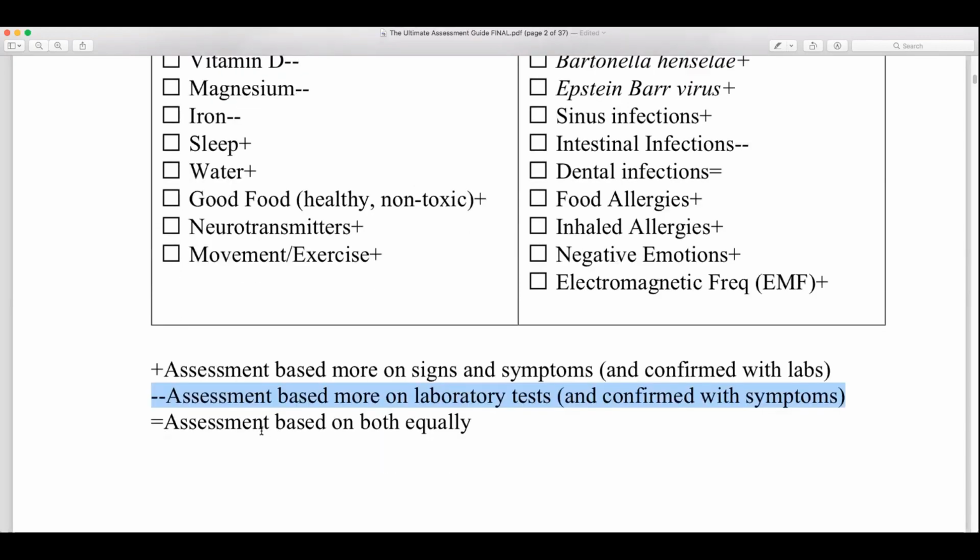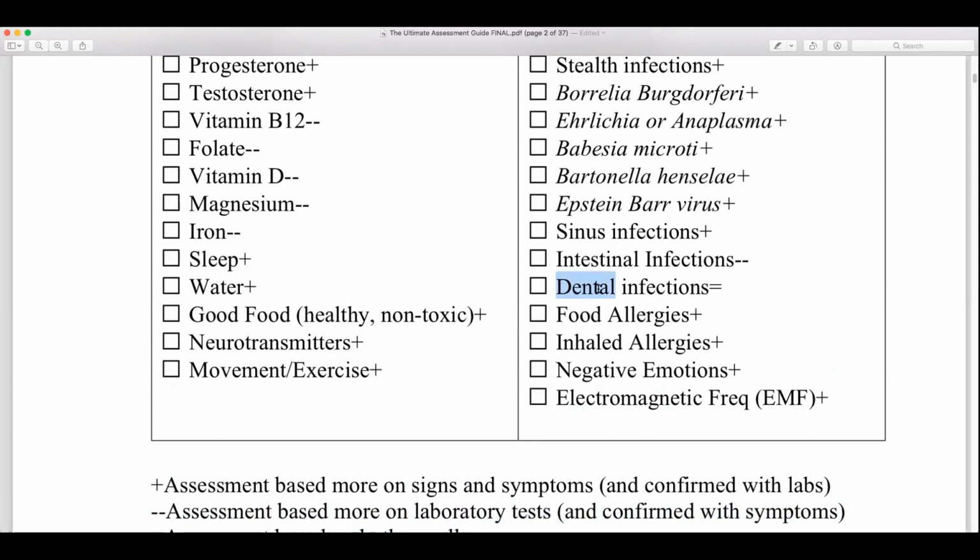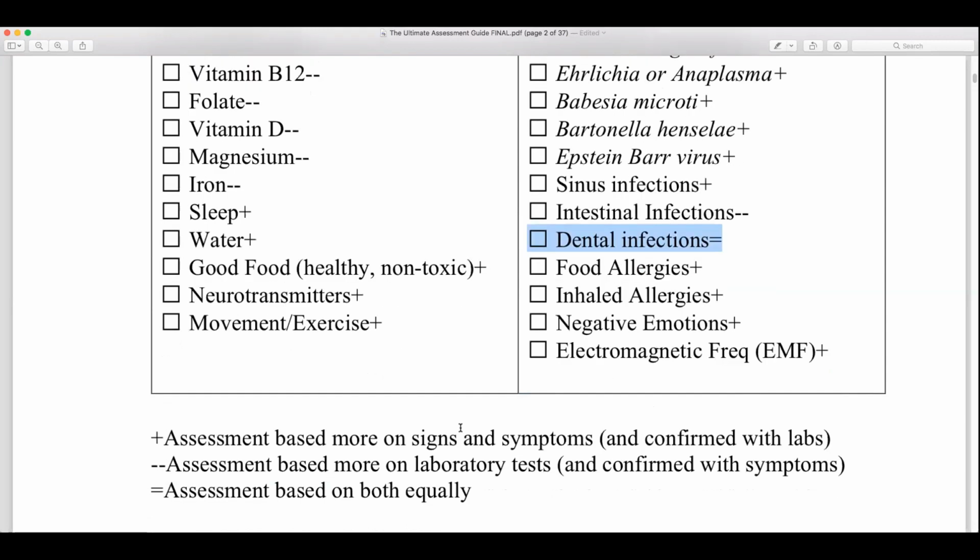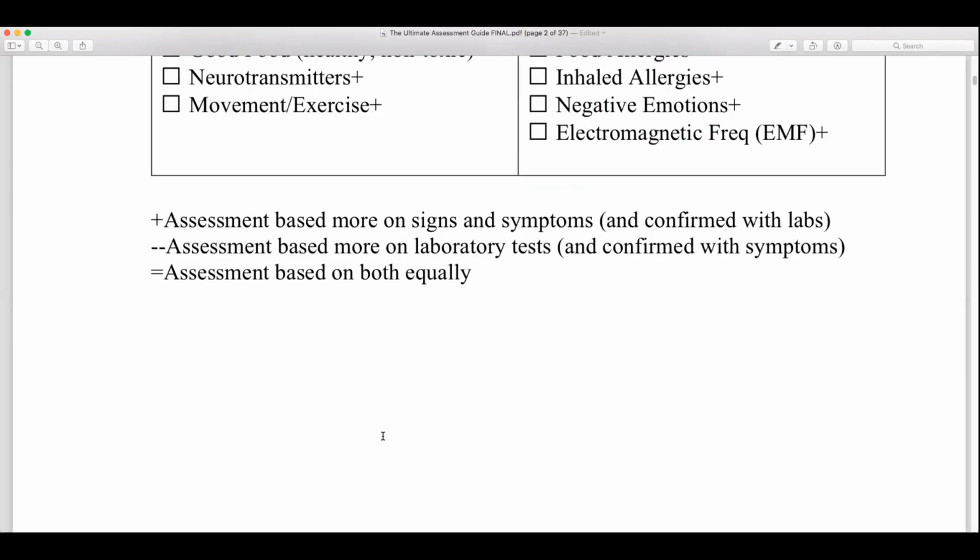And then assessment based on both equally. That's dental infections, because they're very hard to find, so they're based on both the subjective as well as the objective. All of these things really are based on both of those, but I wanted to give you that distinction so that you could really have an idea, whether you have the labs or you don't, of where you want to focus your attention. Hopefully that's helpful.